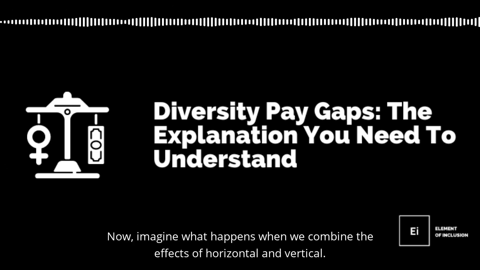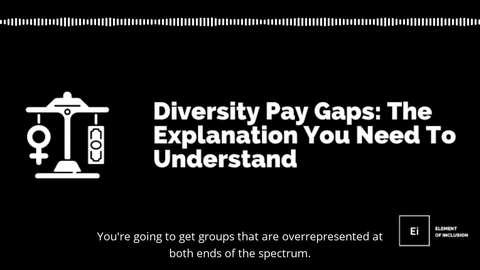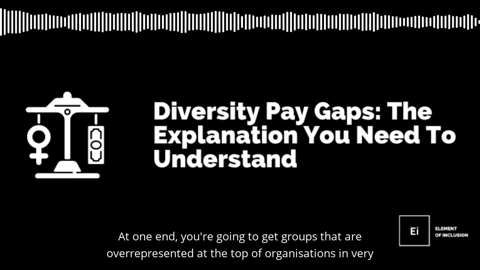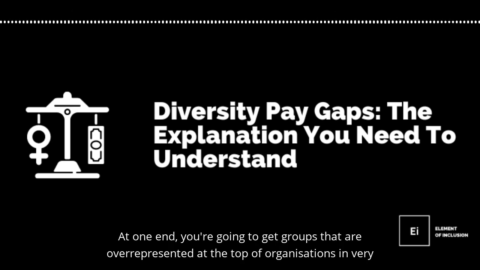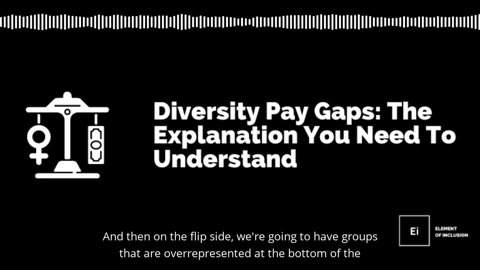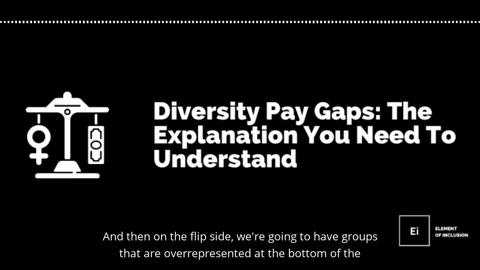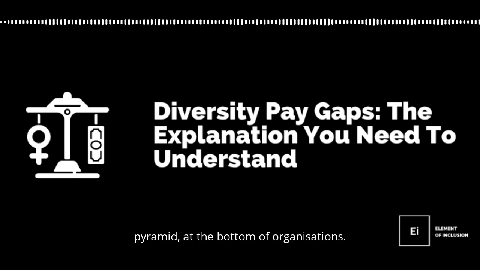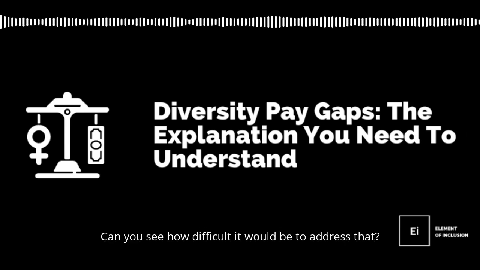Now imagine what happens when we combine the effects of horizontal and vertical. You're going to get groups that are overrepresented at both ends of the spectrum. At one end, you're going to get groups that are overrepresented at the top of organizations in very high, well-paid occupations. And then on the flip side, we're going to have groups that are overrepresented at the bottom of the pyramid, at the bottom of organizations. And guess what? They're not going to be very well paid. Can you see how difficult it would be to address that?